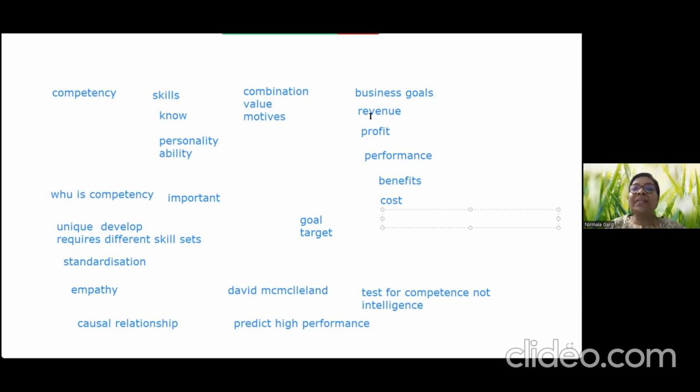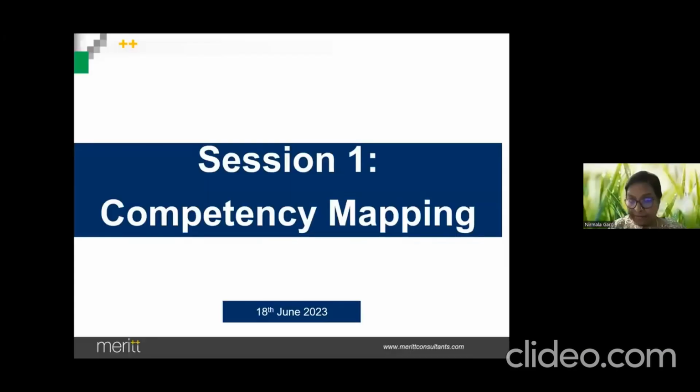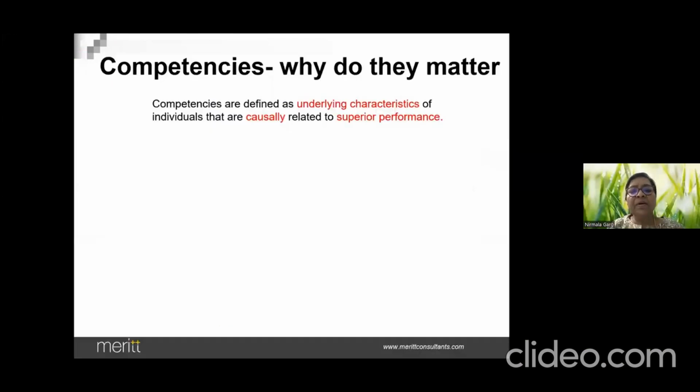Now, having said that, quickly let me go back to give you a little bit of understanding about competencies. Competencies are those underlying characteristics of an individual which will predict superior performance. That word predict is very important. And if you have the competencies, there is a causal relationship, that is, a cause and effect relationship.